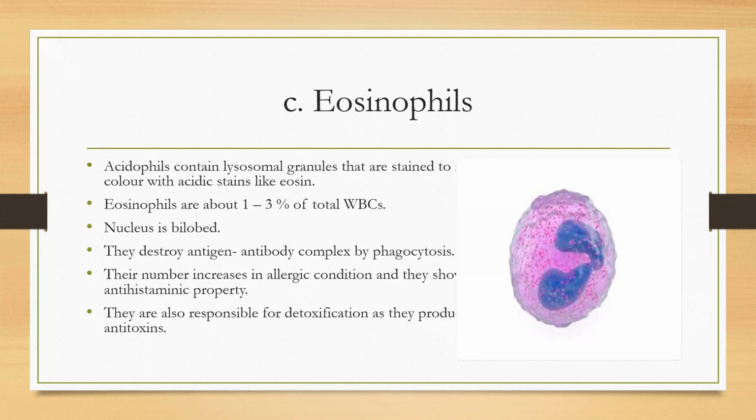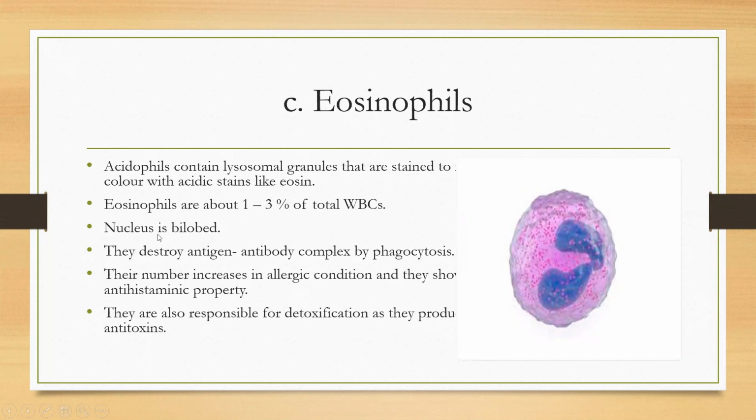So acidophils contain lysosomal granules and they are stained with acidic stains like eosin. Eosin is a kind of stain, and the acidophil gets easily stained by eosin, and that is why it is called acidophil. Eosinophils are about 1 to 3% of total WBCs.